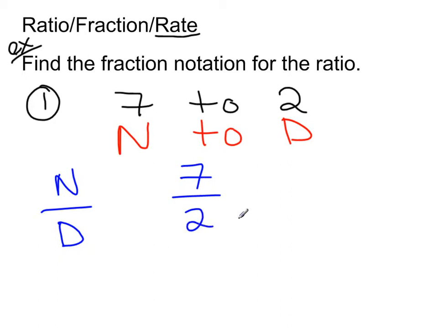And if we can reduce this, which we can't, we should if we are able to, but we can't, so we're done. And that's the fraction notation for the ratio. Fairly nice. So you just got to remember numerator to denominator.